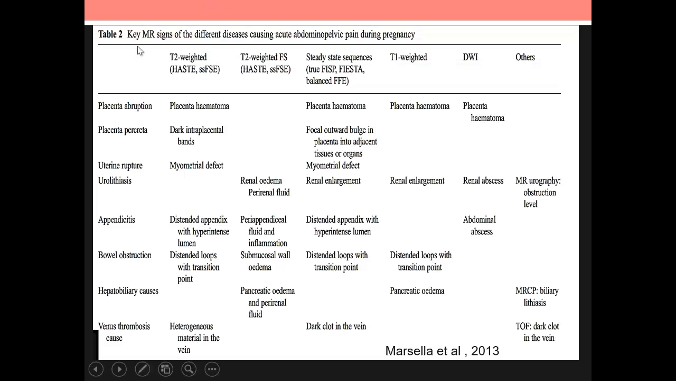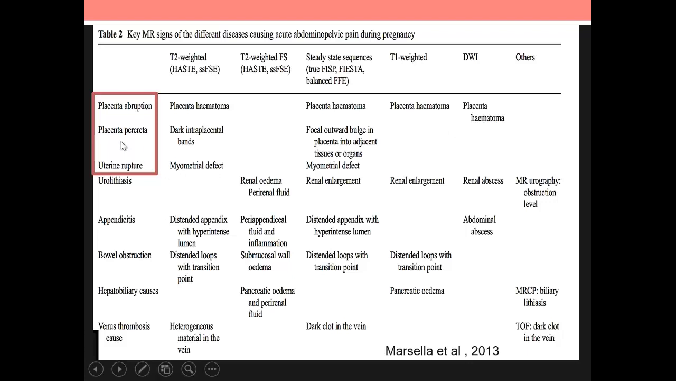And these are the key MRI signs of different causes of acute pelvic abdominal pain with pregnancy. Some of them are related to the pregnancy itself, like placental abruption, placenta percreta, and uterine rupture. This is a nice table where you can see the different imaging features. Like placental abruption, you will find subchorionic hematoma, which will be bright on T1, bright on T2, and restricted on diffusion.